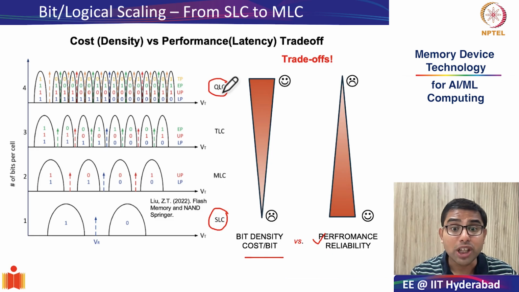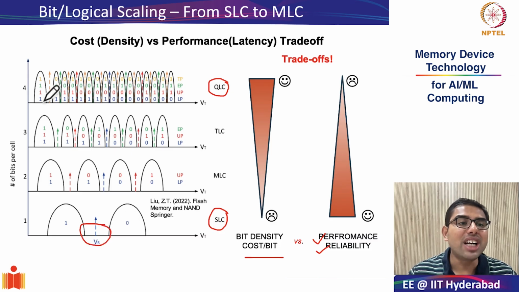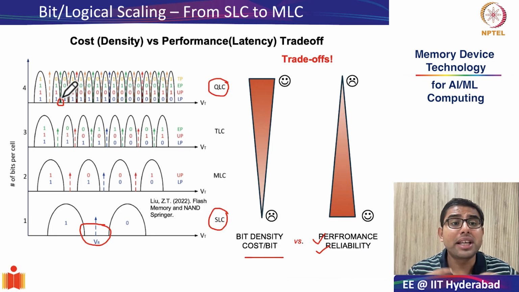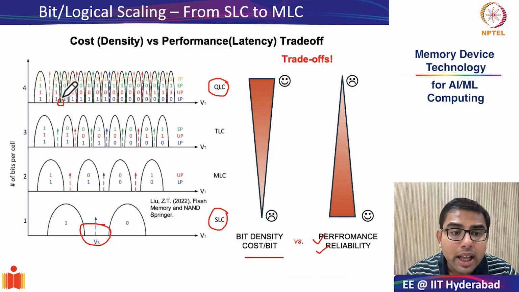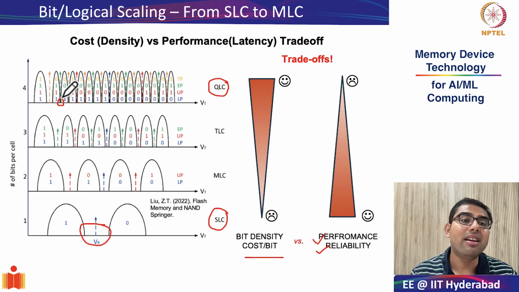Read process becomes much more complicated, and also program latencies, as we will see very soon in this lecture itself. Also, the other thing that suffers a lot is reliability. Why does reliability suffer? For the same reason that you are not now keeping enough margin between the adjacent states. So there is a significant probability that there will be the merging of states, which will cause a lot of read and write errors.